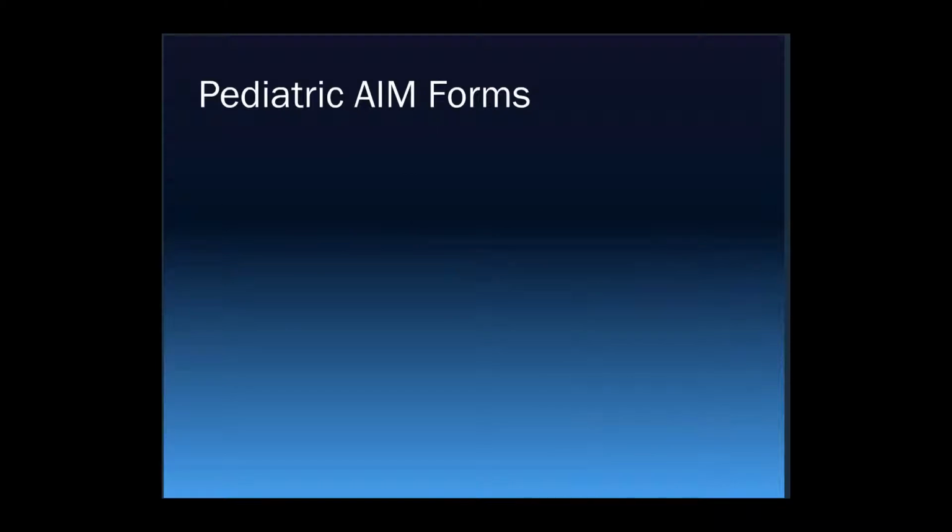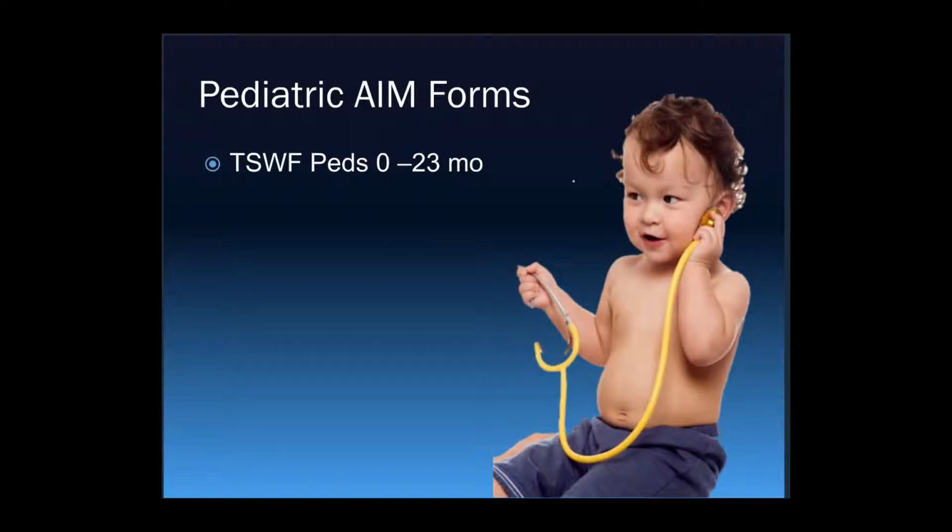There are 4 different forms that make up the Pediatric AIM form suite. The first one should be used for all visits for infants and toddlers up to 23 months of age, regardless of what they're being seen for. We have several history and exam elements on this form that we don't have on any of our other forms.